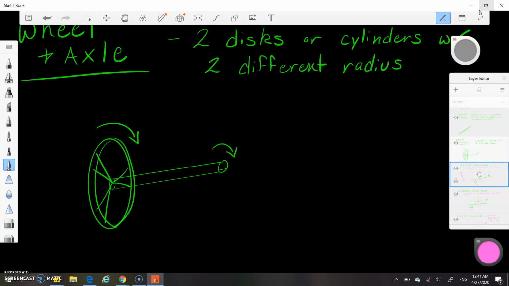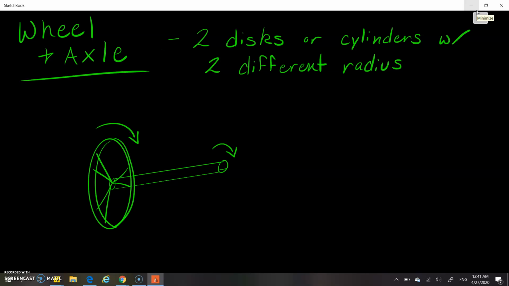So moving on to the wheel and the axle. So with the wheel and axle, well, all of these are pretty common, but for those of you that are looking into driving soon, this is a biggie. So with the wheel and axle, you have two discs or cylinders with two different radii. So of course the best way to take a look at this is the car.